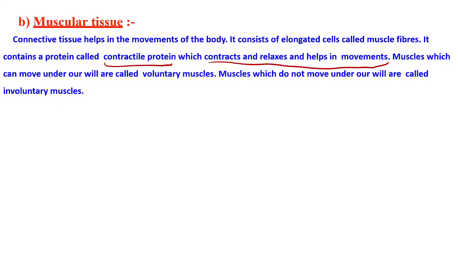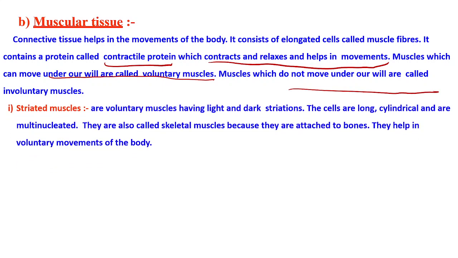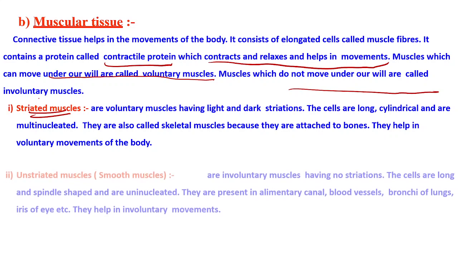Muscles which can move under our will are called voluntary muscles, and muscles which do not move under our will are called involuntary muscles. Striated muscles, they have light and dark striations. The cells are long, cylindrical, and are multinucleated, means many nuclei are present. They are also called skeletal muscles because they are attached to the bones. So these striated muscles, they are directly attached with the bones. They help in the voluntary movement of the body.